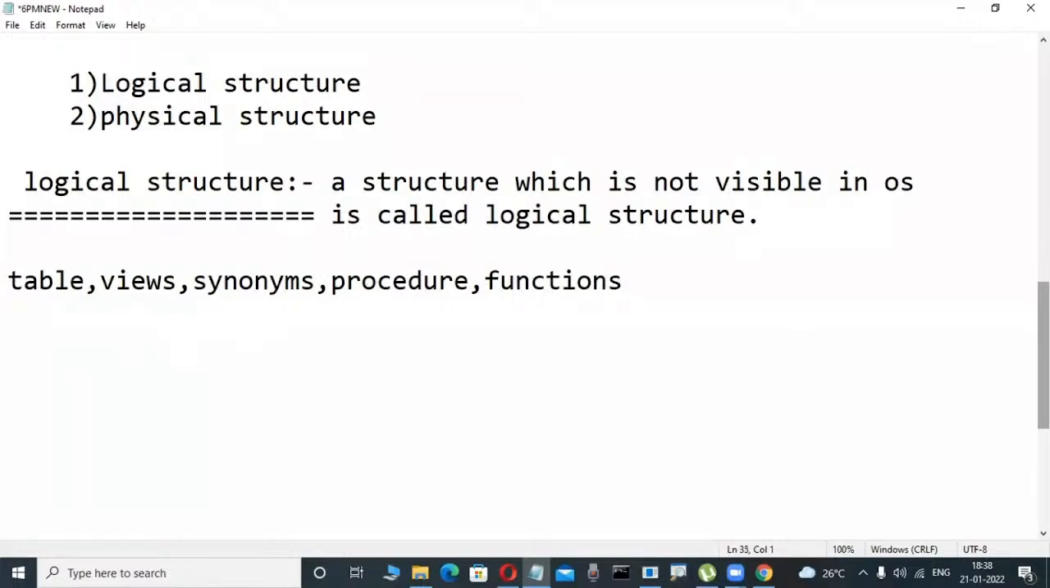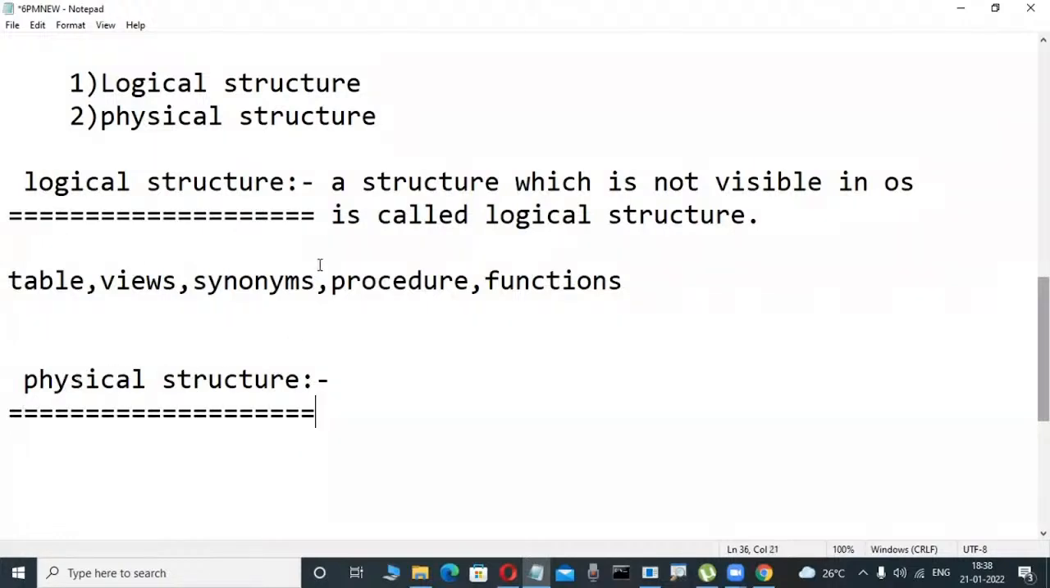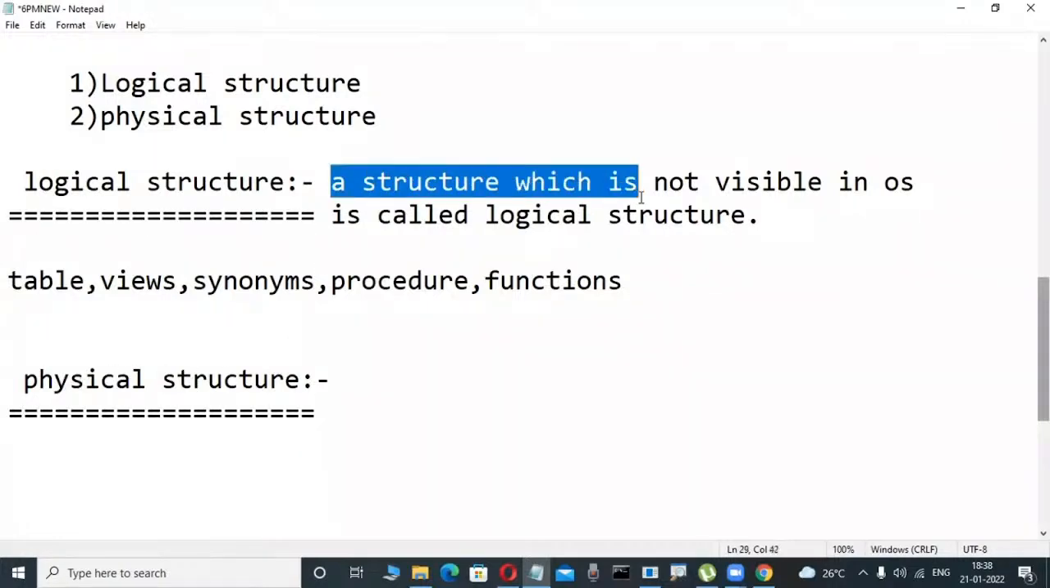Now observe it here. What is a physical structure? Don't write it down. Just roughly observe it here. The physical structure is there. Just for the idea's purpose only. What is a physical structure? This is the opposite. A structure which is visible in the operating system.